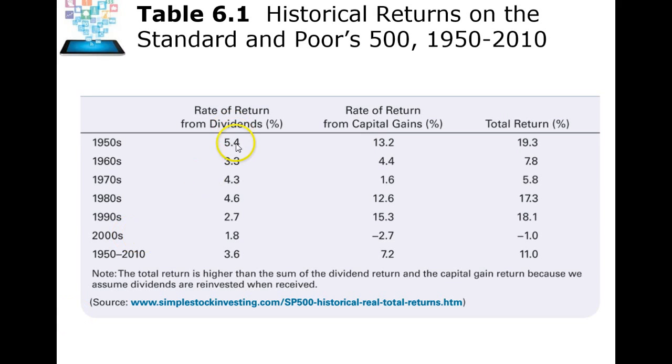And here are some historical rates of return. One thing, the rate of dividend return, the average rate from 1950 to 2010 is 3.6%. In the 2000s, the rate was much lower, but since then it has been coming up strong as more companies have been making record profits and deciding to pay dividends to investors.